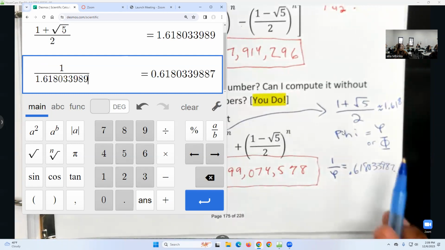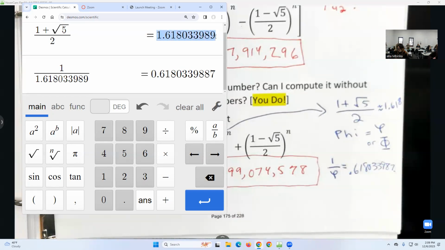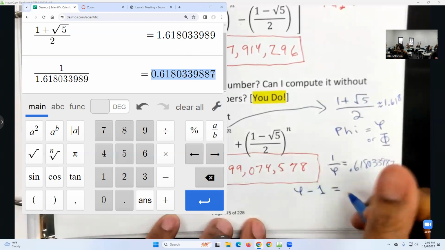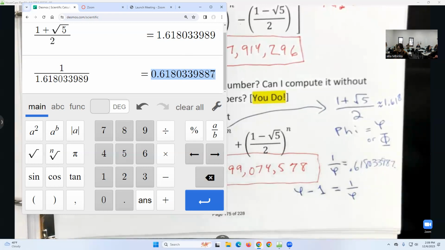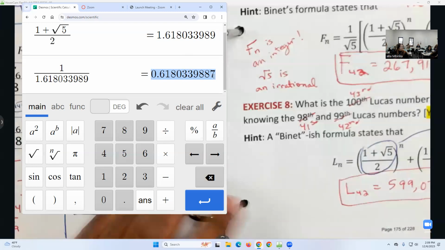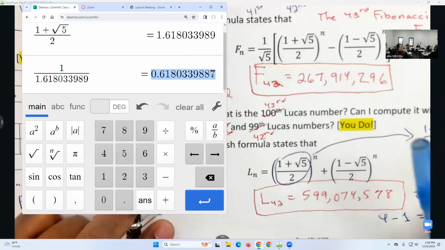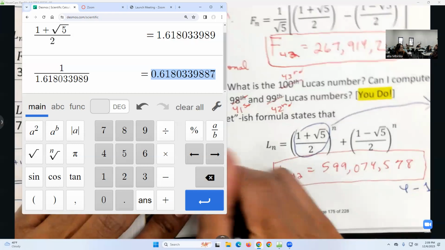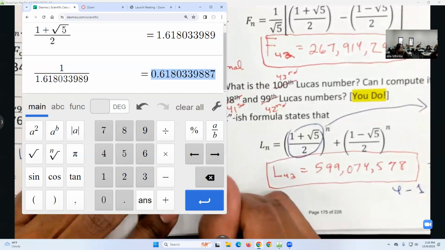But what's interesting about this is that if we compare the digits here of phi, 1.6180339, and we compare the digits of the reciprocal, we get exactly the decimal part. So we get exactly that phi minus 1 is identically equal to 1 over phi. You'll never find a number like that. Phi is the only number that has that property.